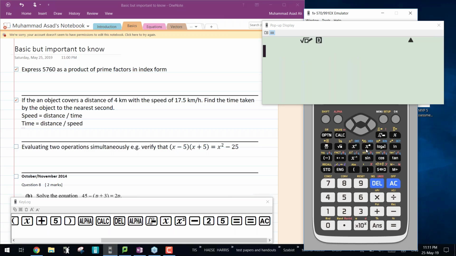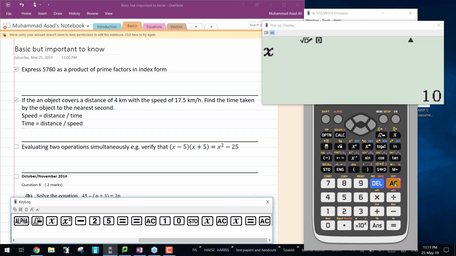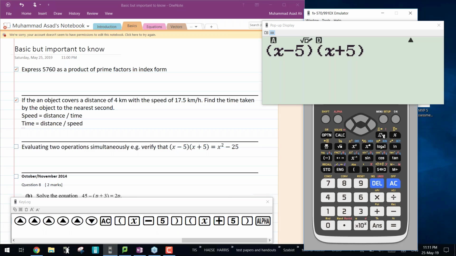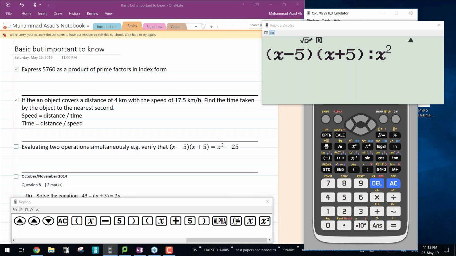So let's try this by storing another value in x. Suppose x is 10, so 10 store x. So now 10 has been stored in the x equals, you can see now the value of x is 10. Let's try that thing again. What I will do, I will press bracket x minus 5 and in another bracket x plus 5 bracket close, and then alpha and then this button, and then x square minus 25.